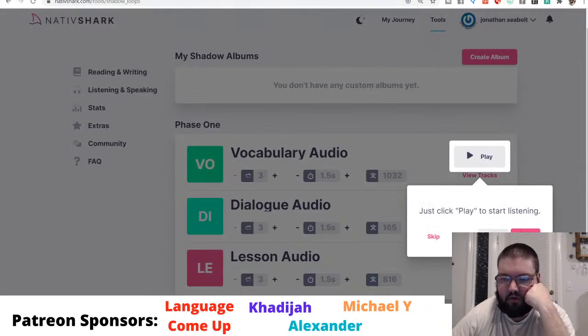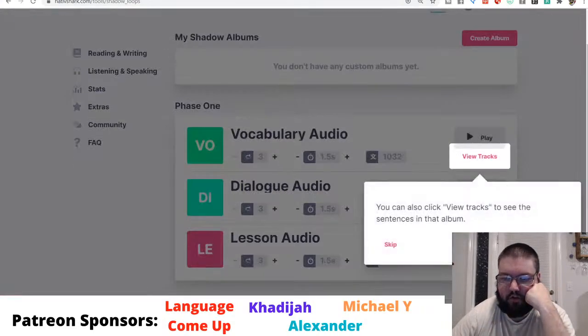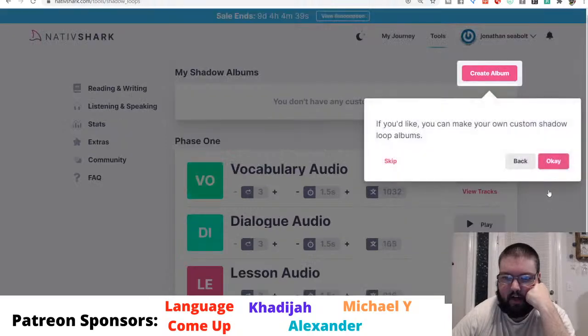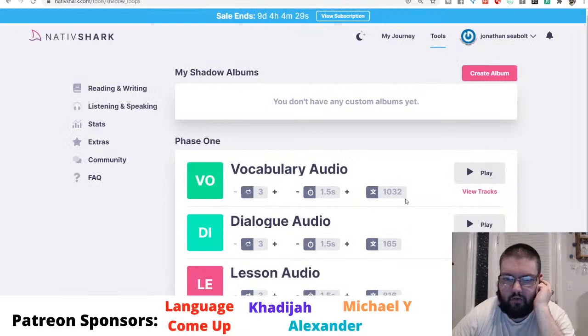Alright, so just click play. You can also click view tracks to see the sentences in that album. If you'd like, you can make your own cut. Okay, this is cool. I think this is going to be awesome. This is a cool feature. I just want to see right off. Looks like, let me see.